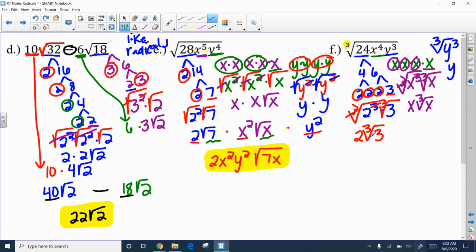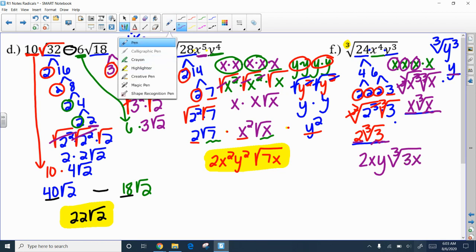Okay, now I do have to put all these together. Remember, they are multiplied. So to multiply, I would multiply all the things on the outside. So on the outside, I have 2 times x times y. And then on the inside, I multiply, I'd have 3x. And remember, this is a cube root, so make sure you write the little index of 3. So 2xy cube root of 3x.